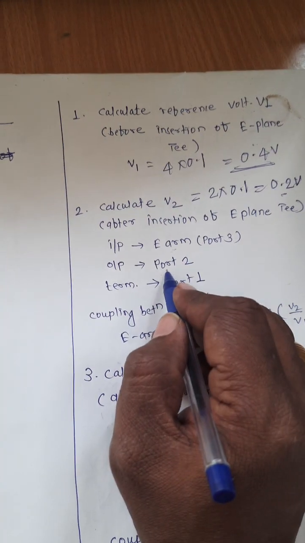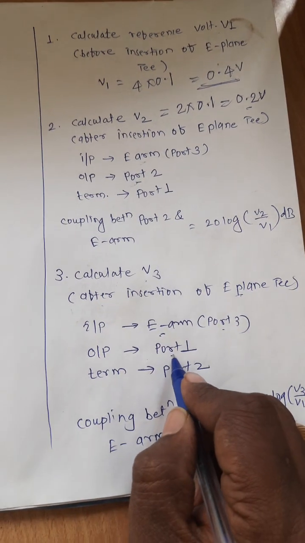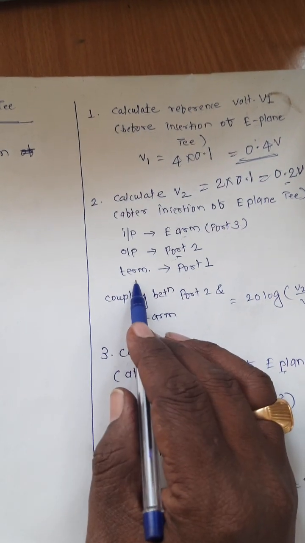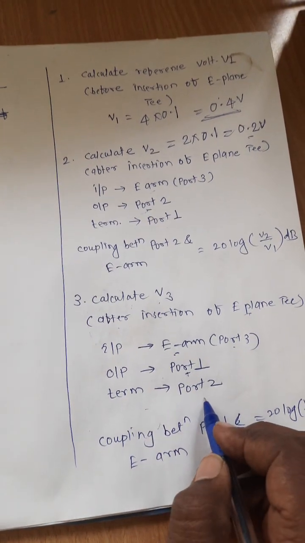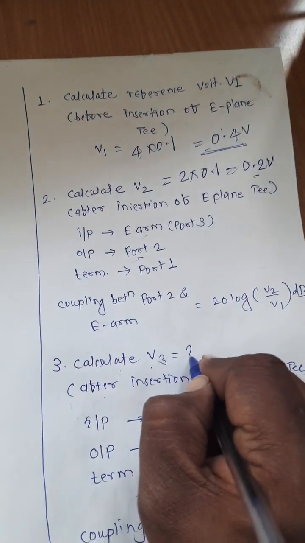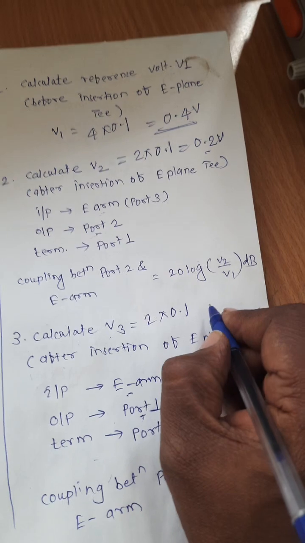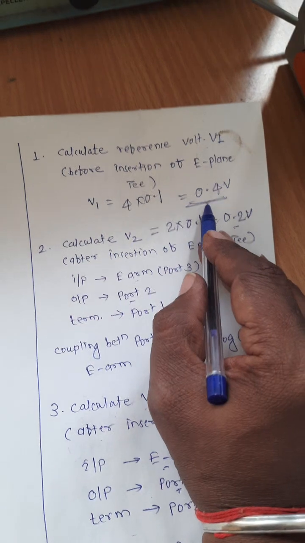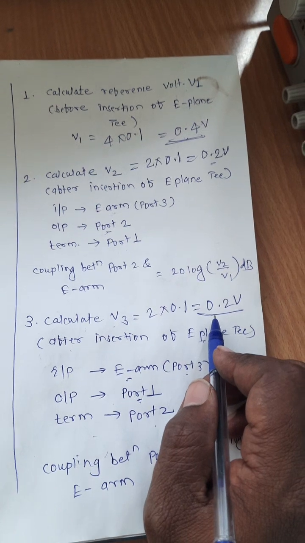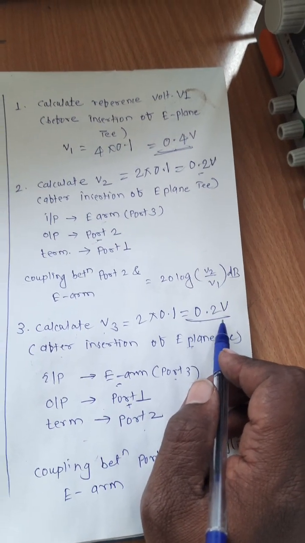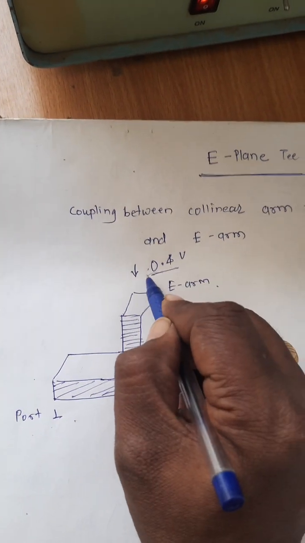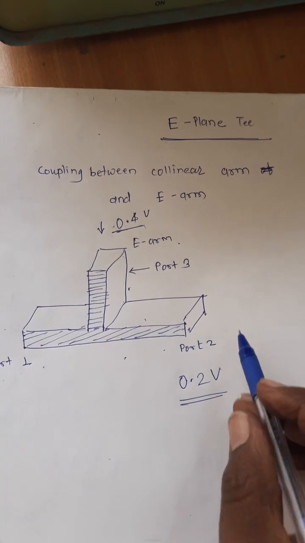In the previous procedure, we took the output at port 2. Now we are taking the output at port 1. In the previous procedure we terminated port 1, and now we have terminated port 2. The output is 2 multiplied by 0.1, which is equal to 0.2 volt. So we are applying input 0.4 volt to the E arm, and we are getting output of 0.2 volt in the collinear arm.